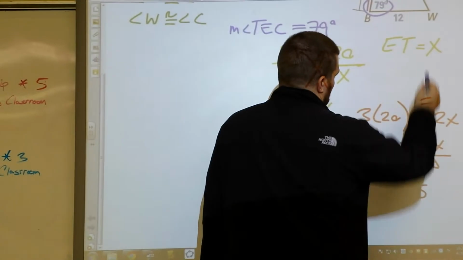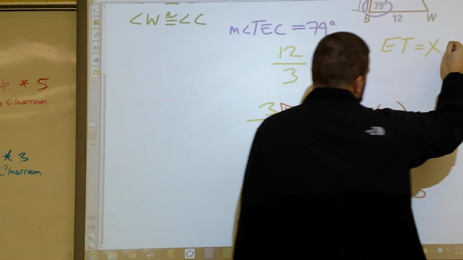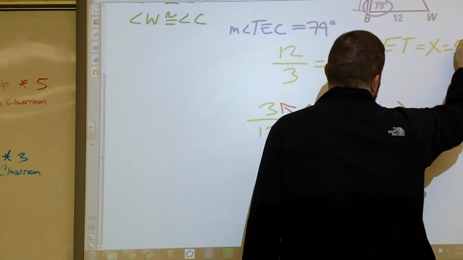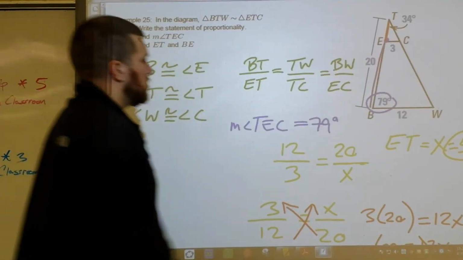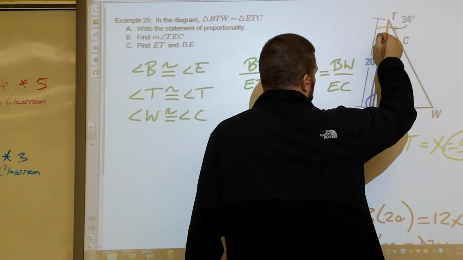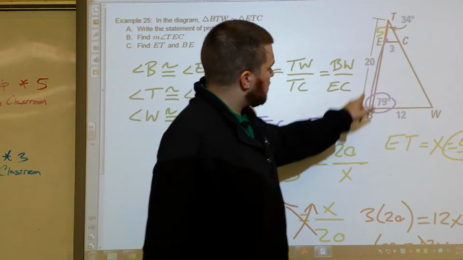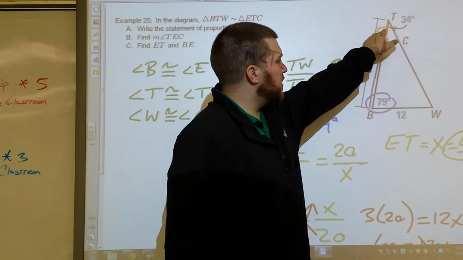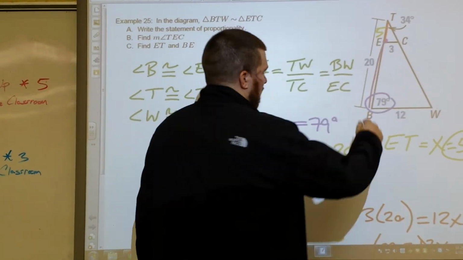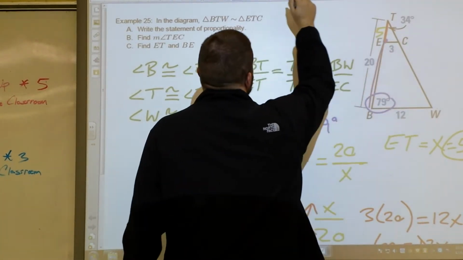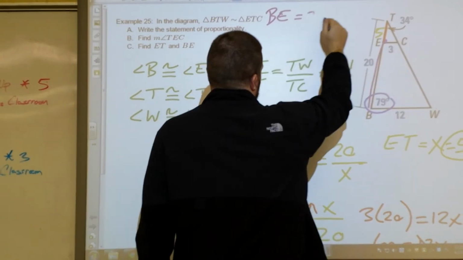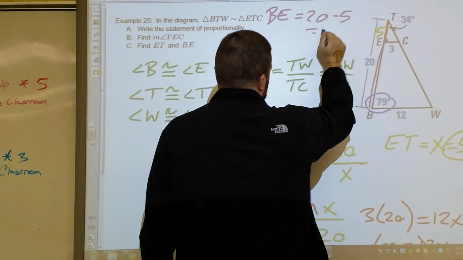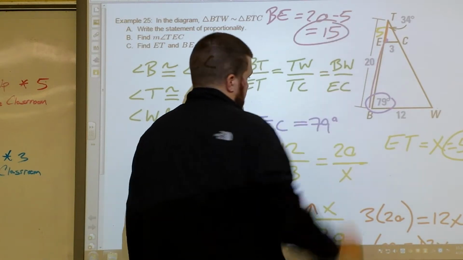So since x equals 5, that means ET equals 5. And I'm going to go ahead and plug that in my picture. So ET was right here, so I have 5. But since I know that the total length is 20, and now that I know this little piece is 5, I can now find BE. So BE is going to be 20 minus 5, which is 15.